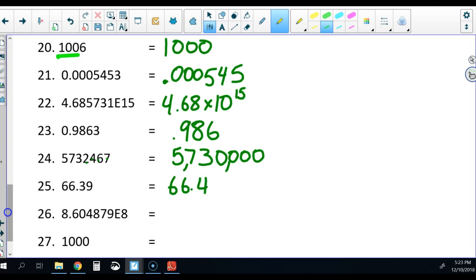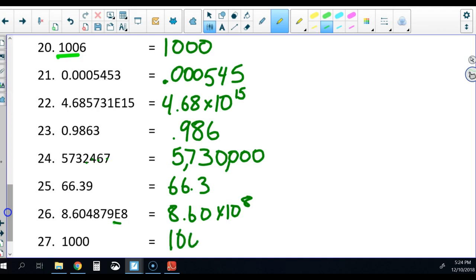66.4. Now, try to trick you here. The answer key will show 66.4. However, that 0.4 can be up by 1 or down by 1. So 66.3 is also correct. 26, we got another E here. 8.60 times 10 to the 8th. And their final one, 27, is 1,000.